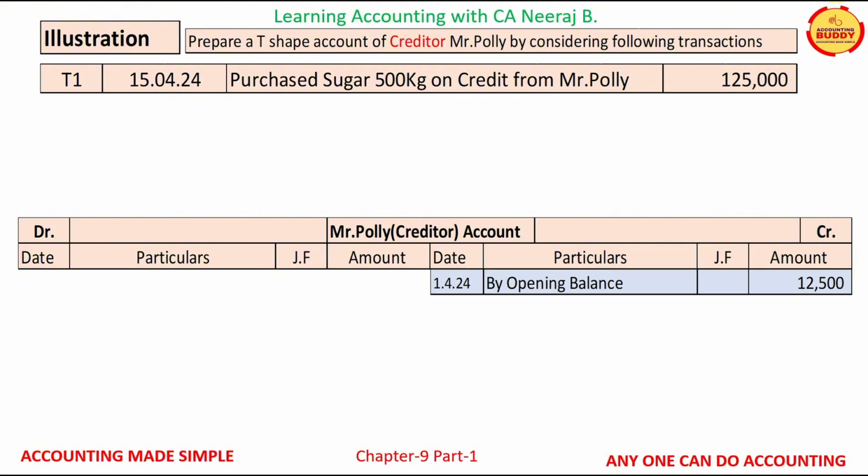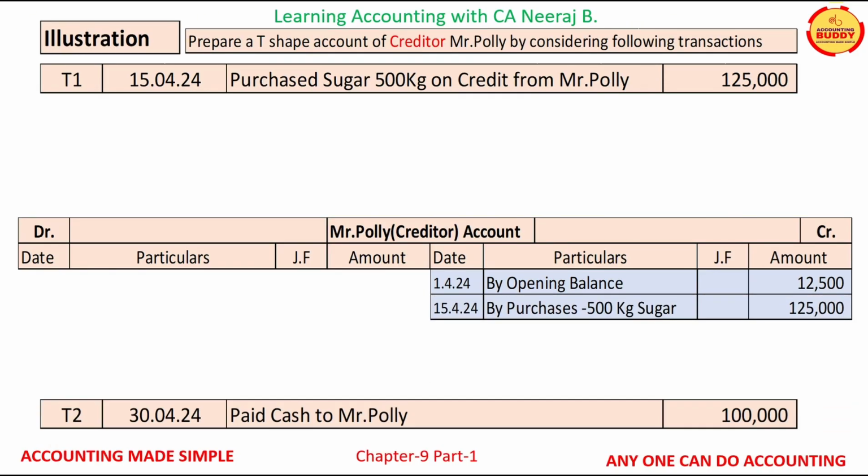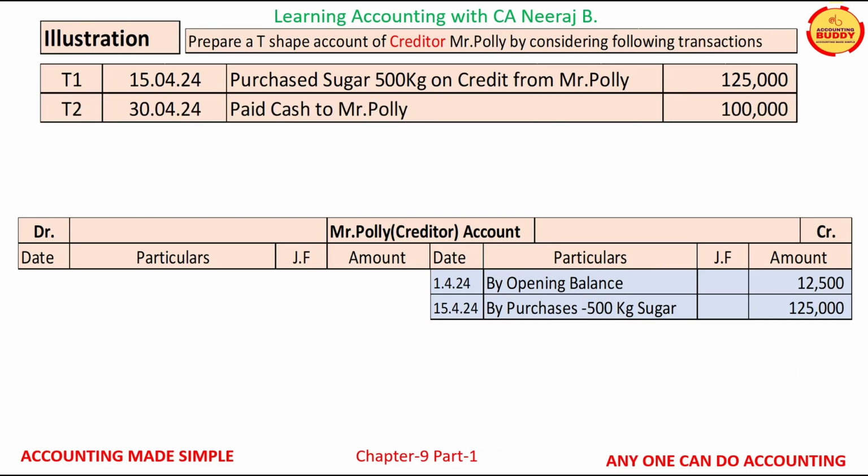Now with this transaction, the liability of the business will increase as an amount of 125,000 is payable to Mr. Polly. As per liability account rule, liability account will be credited when liability increases. Therefore, the transaction of 125,000 will be recorded on the left hand side, that is the credit side of Mr. Polly's account.